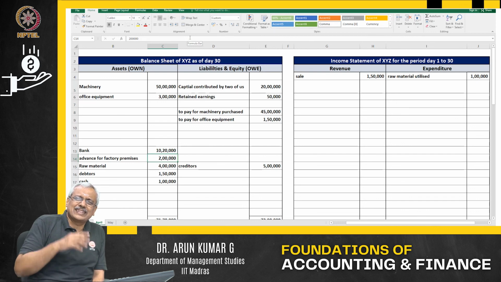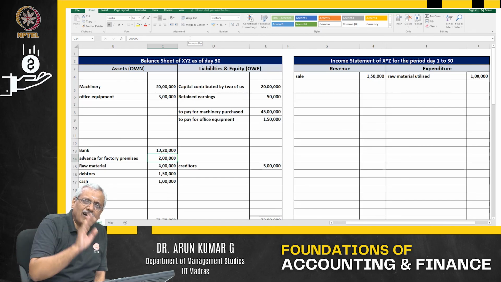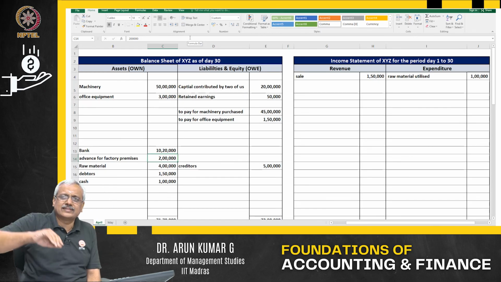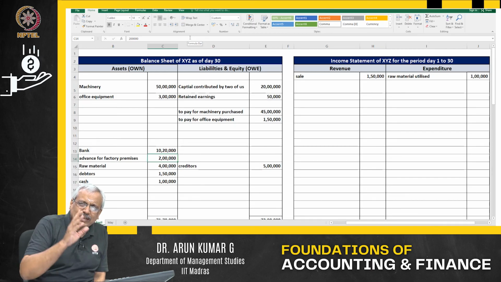So how do I know it is cash or check? Normally, unless it is petty expenditure, all transactions will be out of the bank. So let's keep it that way. All transactions will be out of the bank unless it is very petty expenditures.